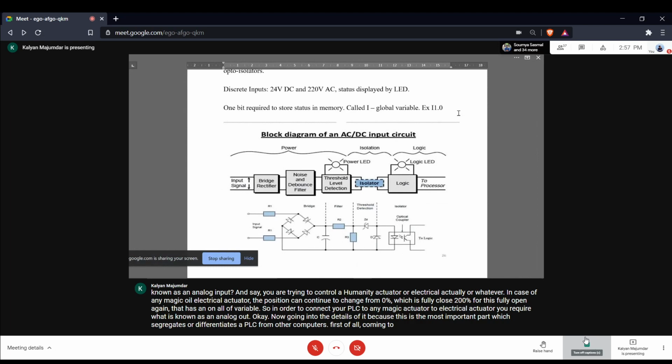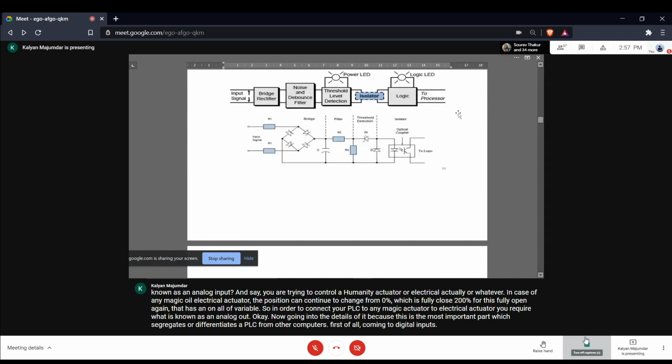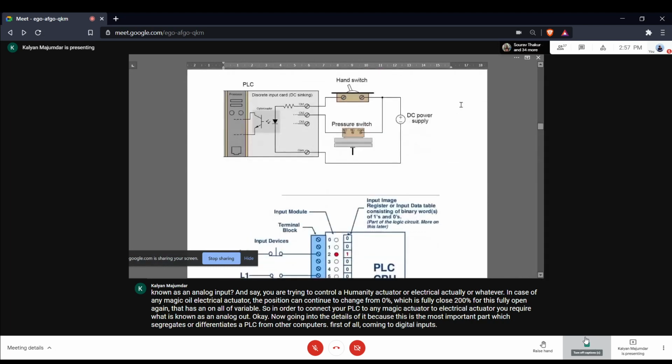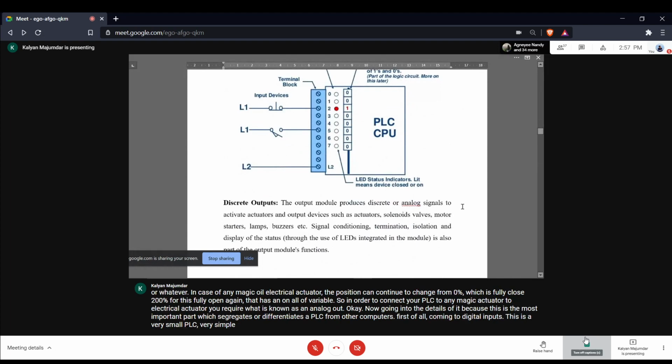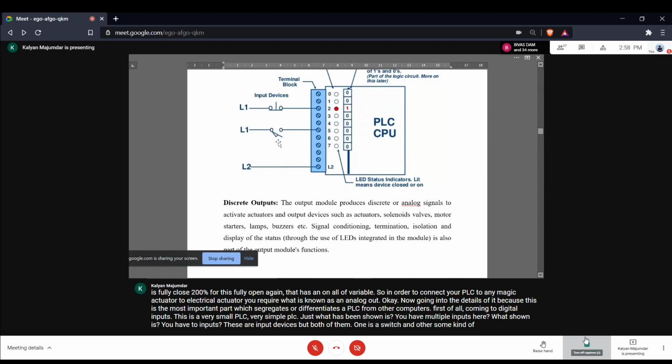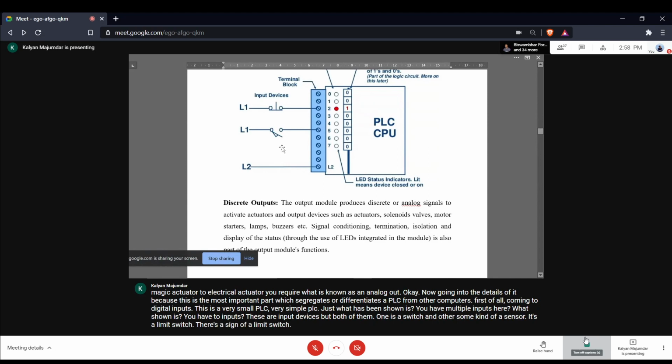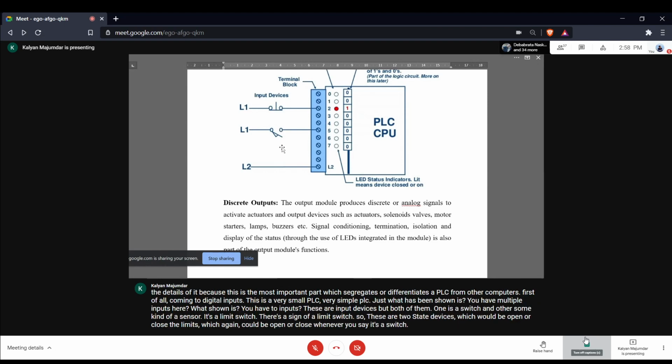First of all, coming to digital inputs. This is a very small PLC, very simple PLC. Just what has been shown is you have multiple inputs. Here, what's shown is you have two inputs. These are input devices, but both of them, one is a switch, another is some kind of a sensor. It's a limit switch. This is a sign of a limit switch. So these are two-state devices. A switch could be open or closed. A limit switch again could be open or closed. Whenever you say it's a switch, it's basically a two-state device.